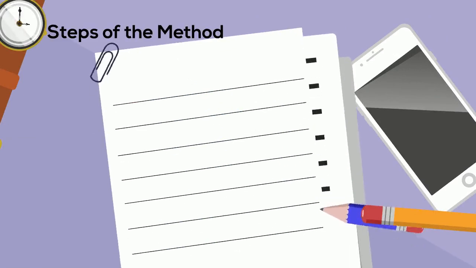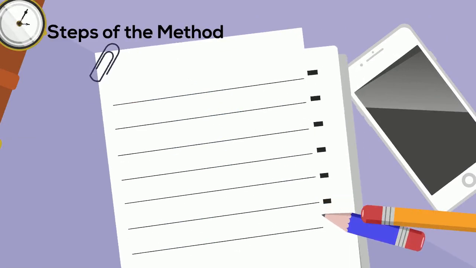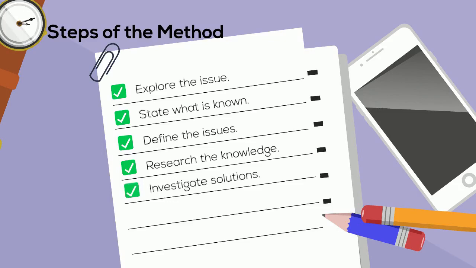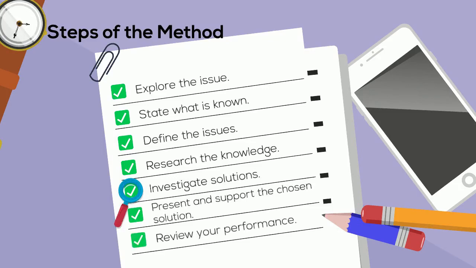Steps of the method. What are the steps in problem-based learning? Step 1. Explore the issue. Step 2. State what is known. Step 3. Define the issues. Step 4. Research the knowledge. Step 5. Investigate solutions. Step 6. Present and support the chosen solution. Step 7. Review your performance.